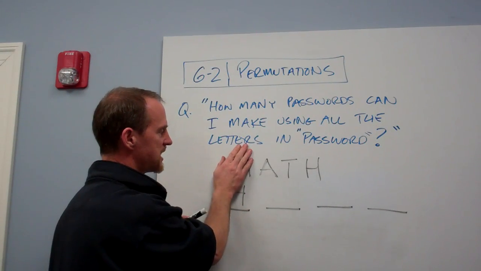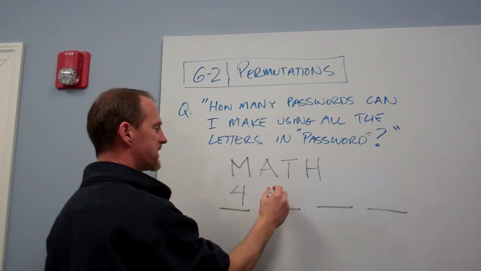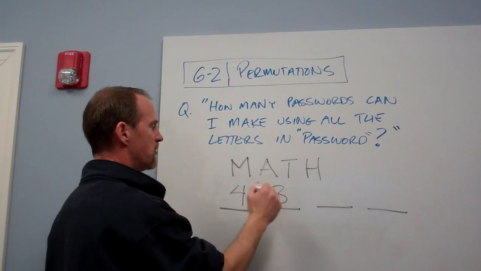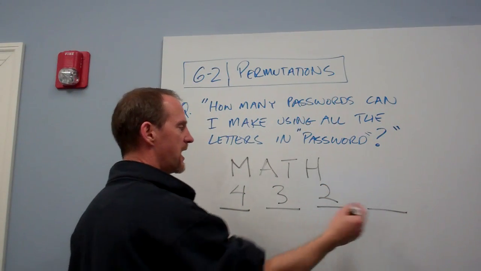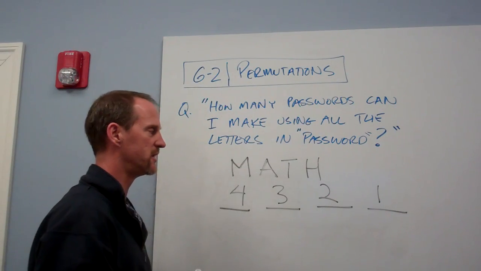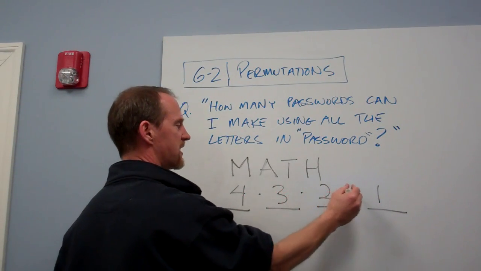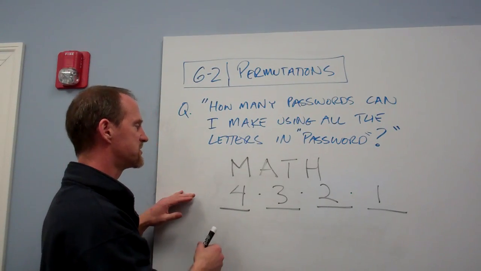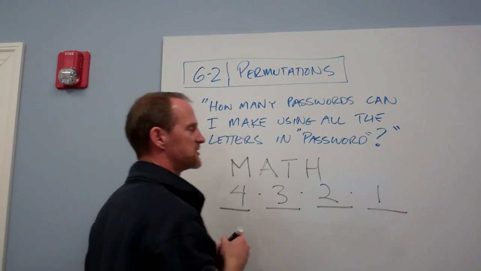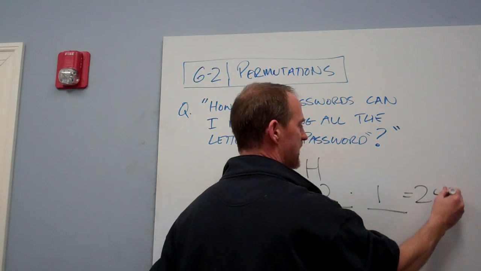But once I've chosen the M or the A or the T or the H, I then only have 3 choices remaining. Once I've chosen 2, I only have 2 choices. And when I've got 3 letters down, I only have 1 choice for that remaining one. I then multiply these all together. That's the multiplying principle of our counting that we learned yesterday. And I multiply those all together and I get 24 different passwords.